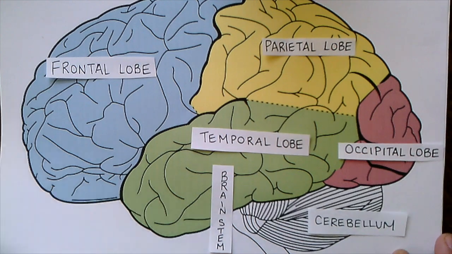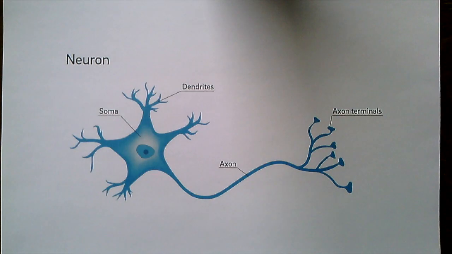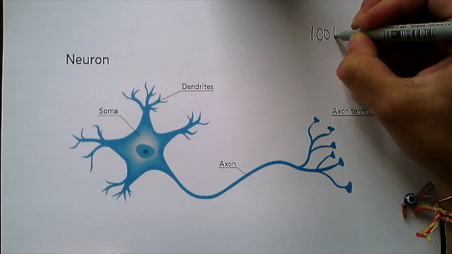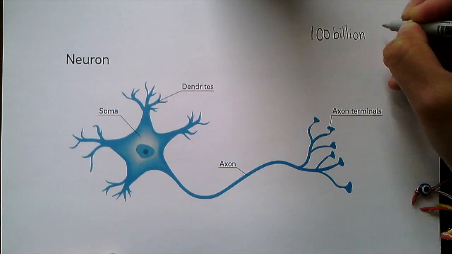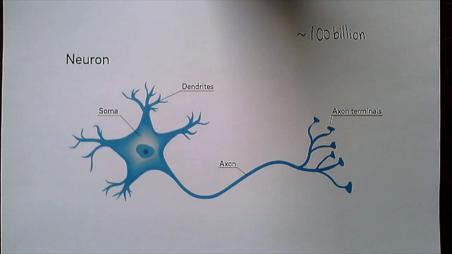And the way that the brain communicates with itself is in fact through neurons. So neurons are the cells that are responsible for sending signals all over the body. You have about 100 billion neurons in your brain, give or take, depending on the latest research, but you have an abundance of them, and they're pretty much with you for life.